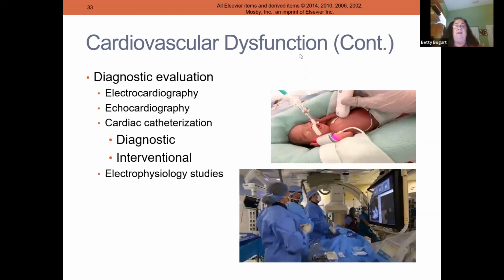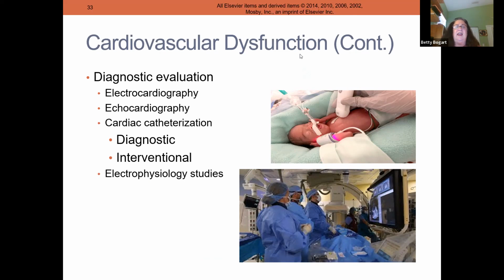So how are we going to evaluate it? Well, the first thing we do is an EKG, just like we do with adults. Well, then we're going to do your echocardiogram. And that echocardiogram is going to show blood flow going around in the heart. And if we see anything going on, prepare that family, because they are going to go for a cardiac catheterization.